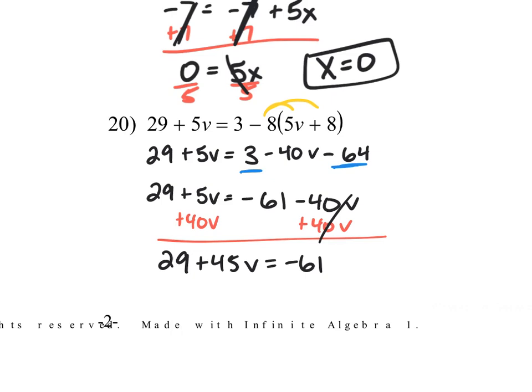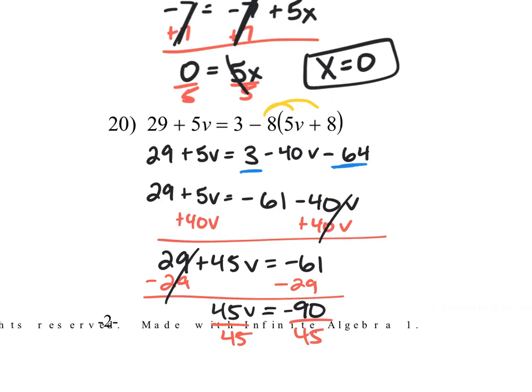Then the next thing I'm going to do is try and get 45v by itself. So how do you undo adding 29? You would subtract 29. 45v is equal to -90. Divide both sides by 45. And you end up getting v is equal to -2.